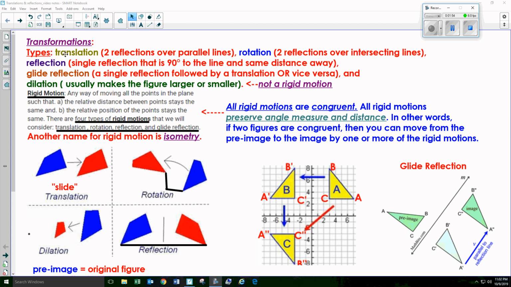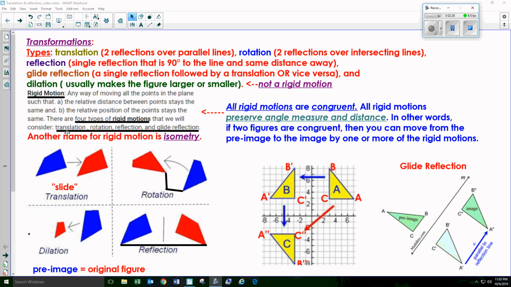Transformations. That's the general main topic of what we have here, and we're going to talk about five, not today overall, but five transformations. You see the translation, rotation, dilation, reflection, and over here glide reflection. Okay, for these five, the translation, rotation, reflection, and glide reflection are called rigid motions. Okay, and it says that right here, four types of rigid motions: translation, rotation, reflection, and glide reflection.